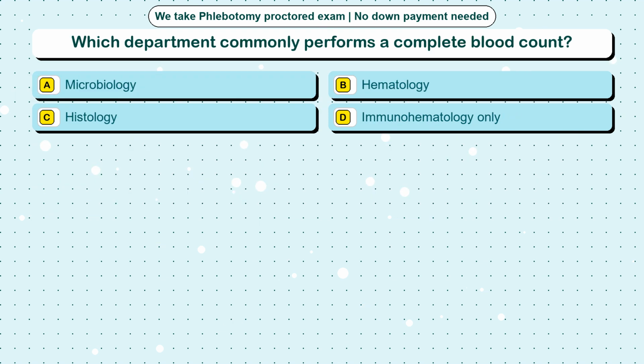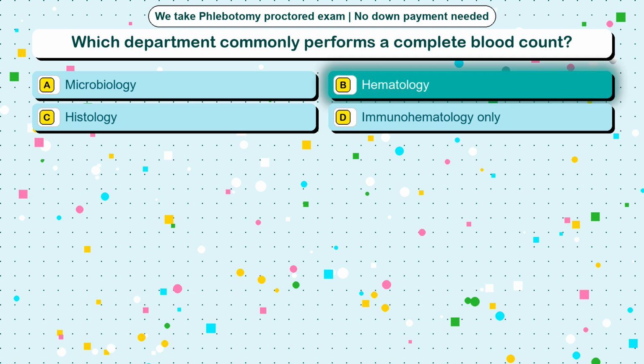Question 98. Which department commonly performs a complete blood count? Option A. Microbiology. Option B. Hematology. Option C. Histology. Option D. Immunohematology only. The correct answer is option B.